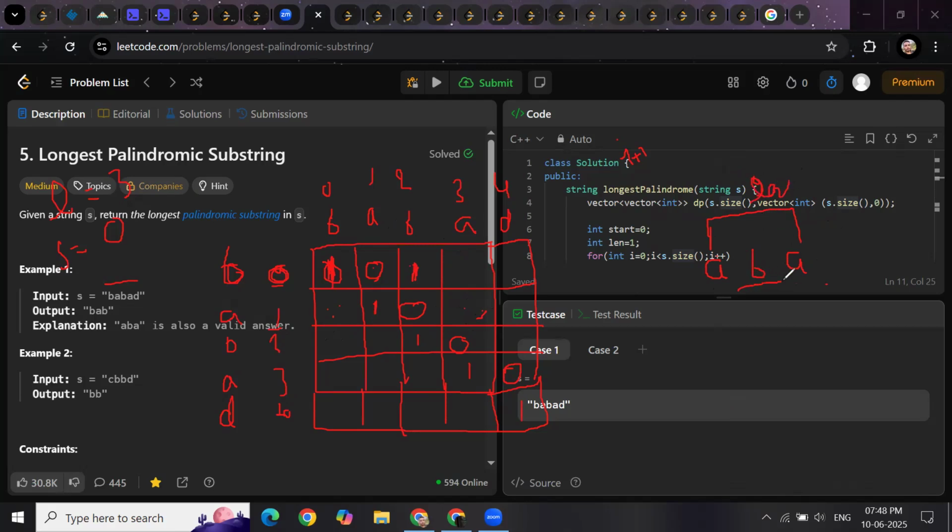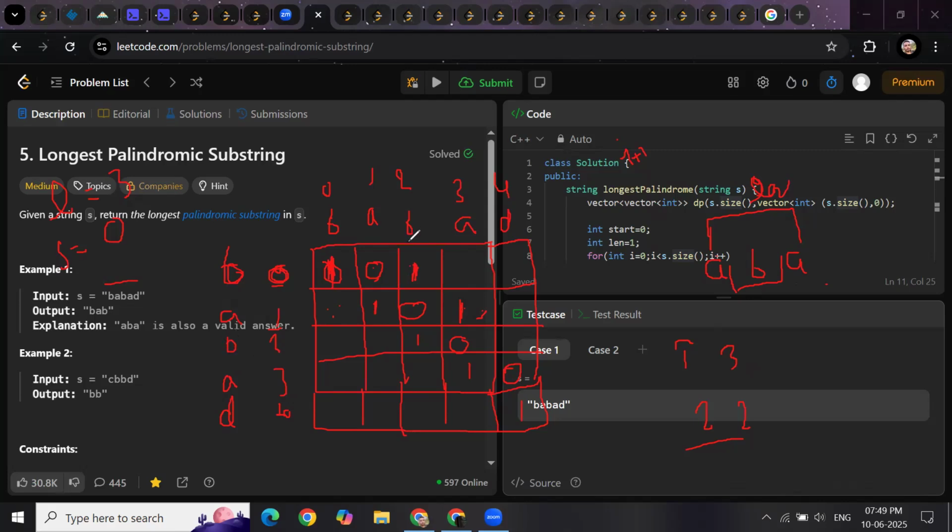Now, after that, I will check whether the middle substring is a palindrome or not. So how can we do this? The indices for this are 1 and 3. So the middle of this string will be i plus 1, which is 2, and 3 minus 1, which is 2 only. So I will check the value in the matrix at 2 and 2. So 2 and 2 is 1. Yeah, it is a palindrome. So if it is a palindrome, then the current substring is also a palindrome. So I will mark it as 1.